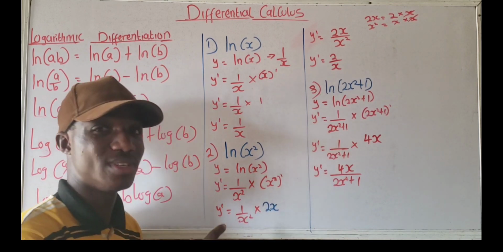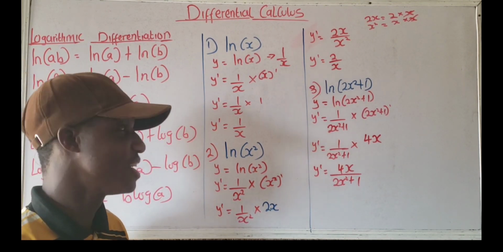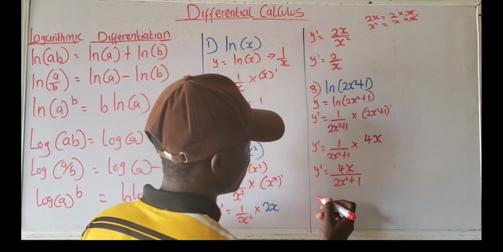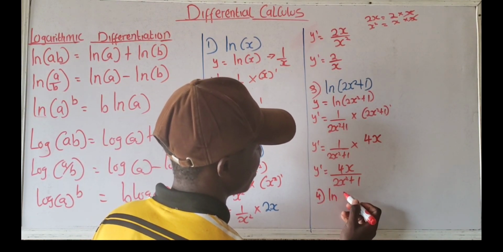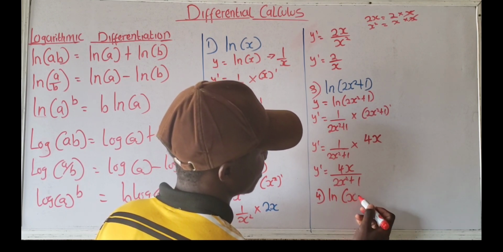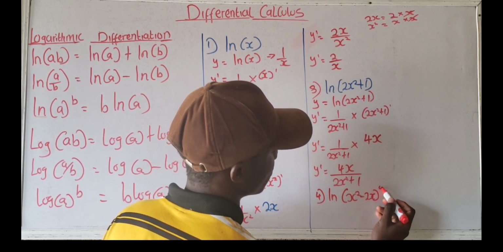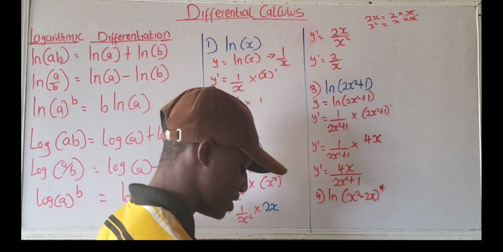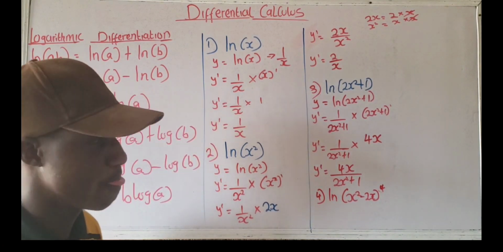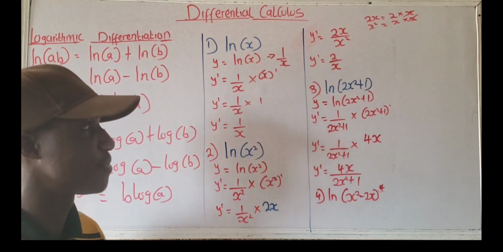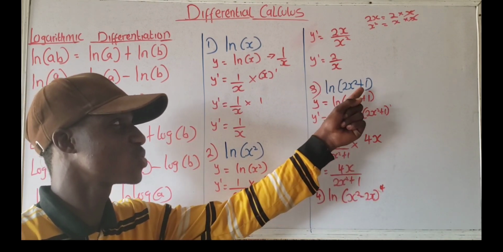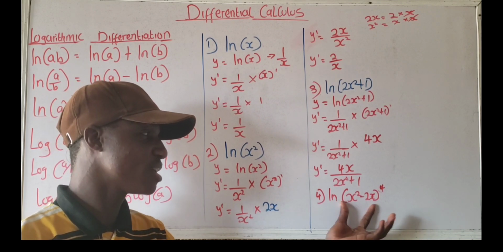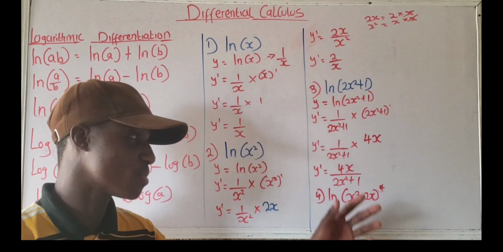All these that I gave you are just the basic knowledge. So let's say you are asked to differentiate, number 4, ln (x squared minus 2x) raised to the power of 4. How do you find the derivative of this function? You can see that this is a bit different from what we did earlier. We had 2x squared plus 1 raised to the power of 1, so we could easily differentiate that. Now, how do we find the derivative of ln (x squared minus 2x) raised to the power of 4?